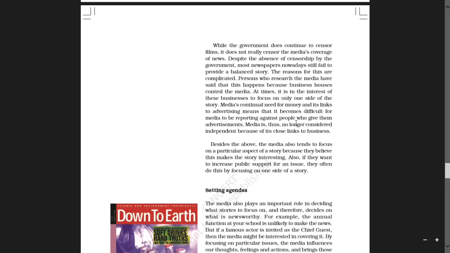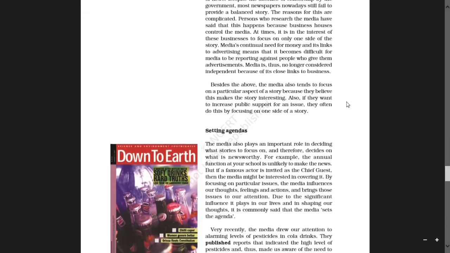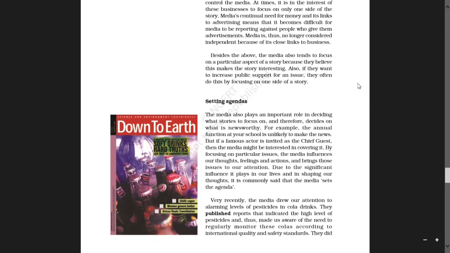Media is thus no longer considered independent because of its close links to business, and in this way, media is no longer considered independent because of its closeness to business.